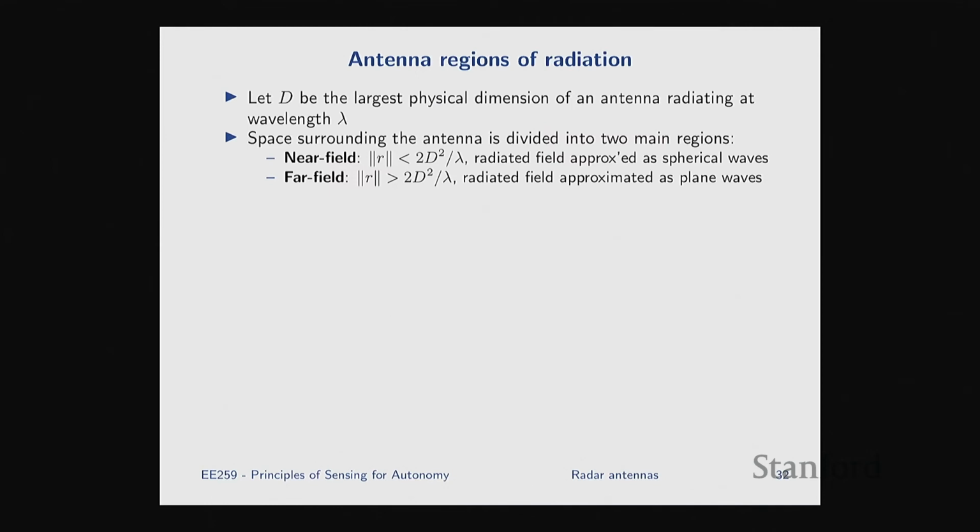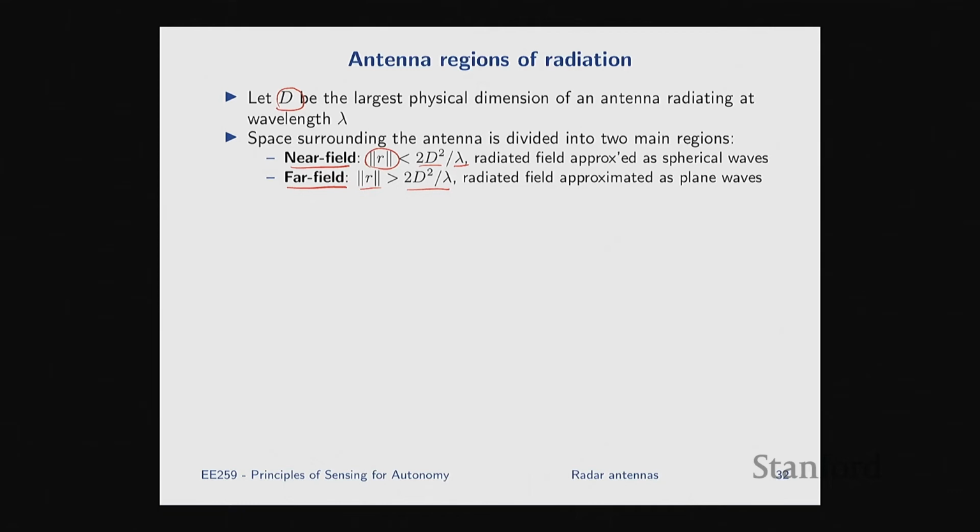Now, when it comes to antennas, there are different regions of radiation, as we call them. There is a near field, and there's a far field. Say D is the largest physical dimension of an antenna. For the horn antenna that you have, D would be the length of the horn. Or for the microstrip antenna, it would be the length of that microstrip. Near field is where your distance to the antenna is less than 2D squared over lambda. And the far field is if your distance is bigger than 2D squared over lambda.